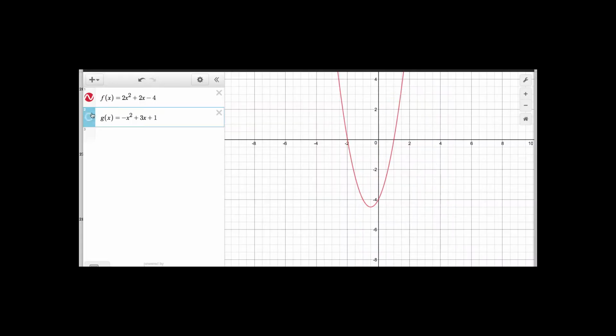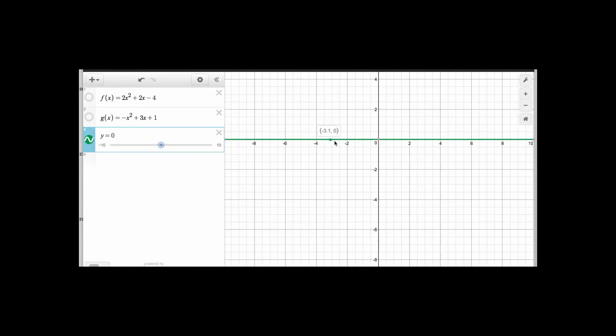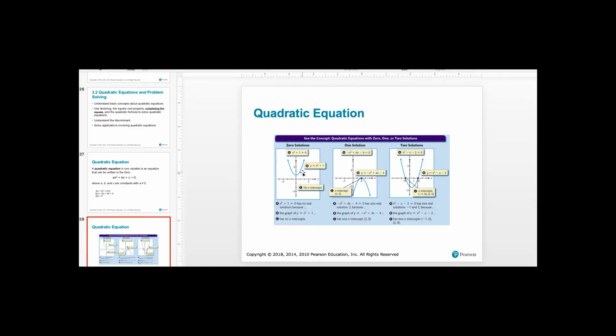So let me turn these off. If I slide my tool here, notice that all the y coordinates are 0. No matter where I put my cursor on this line, the y coordinate is 0, which is f of x, which means you have an x-intercept. You're crossing the x-axis. So that's why that picture is referencing x-intercepts.